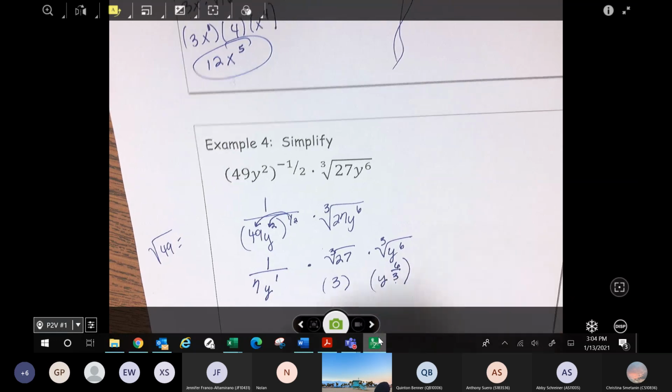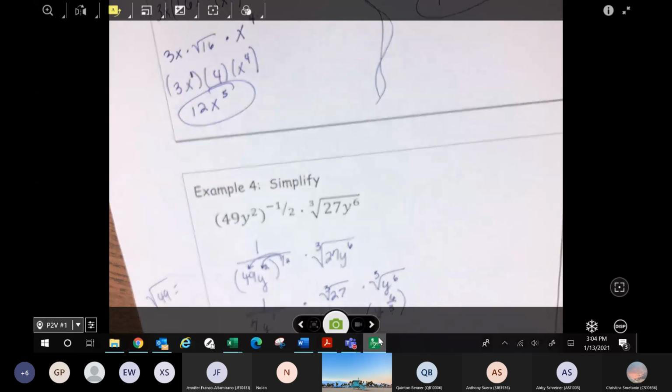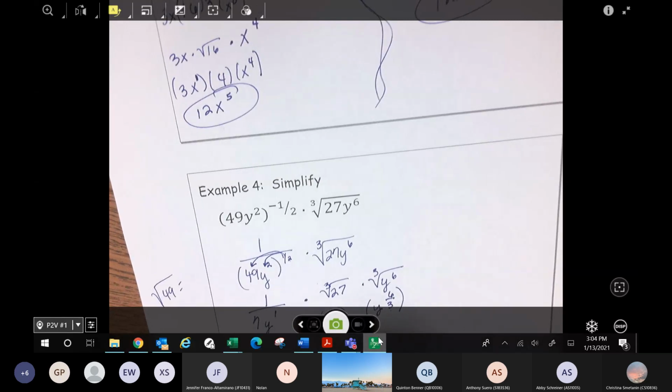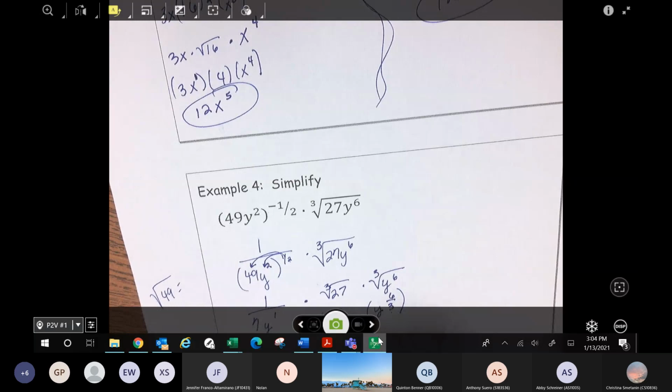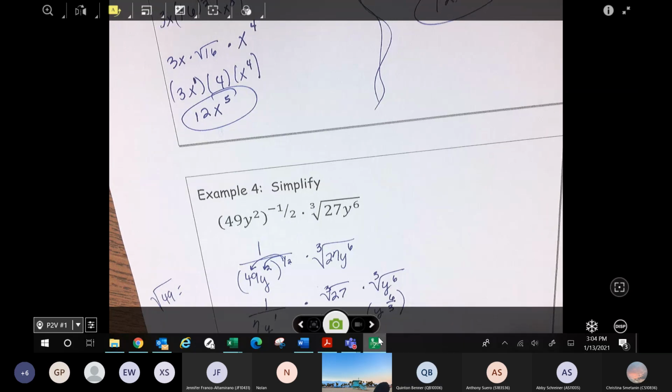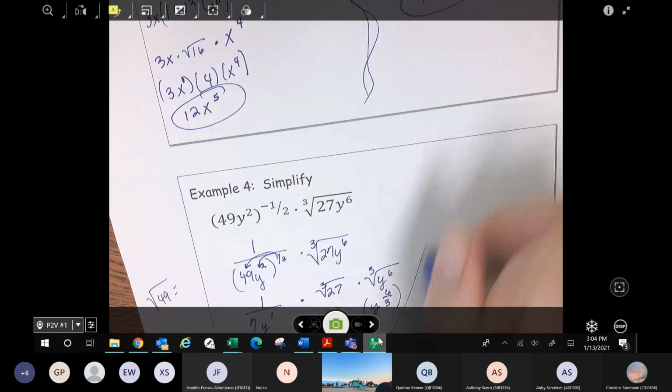Okay, and then what is 7y times 3? And then what's 6 divided by 3? 2. Okay, so now we're going to multiply this. I'm going to keep going up here.